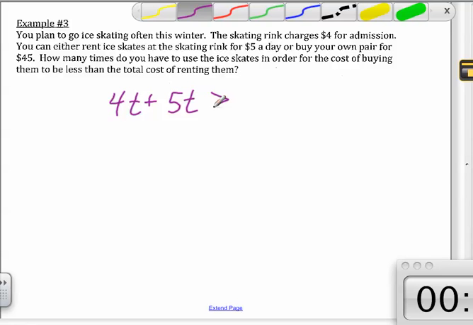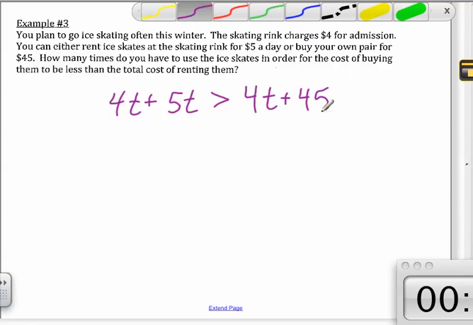Well, you don't really need the admission because you have to pay admission anyway. You're right. They are going to cancel each other out. But let's see how this goes because we'll see where they get canceled out if I leave it in there. Watch. But you're exactly right. Because regardless of whether or not I rent or buy my skates, I got to pay $4 every time. Okay? So they cancel. I don't need to see what the difference is between those two because it's the same every time. But anyway, so I've got 4T plus $45, right?